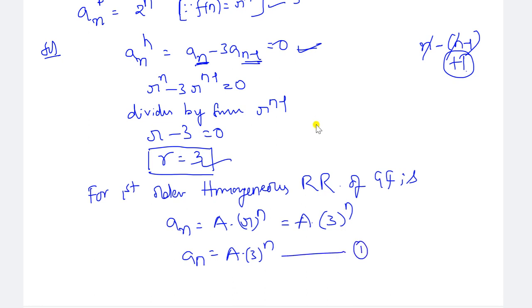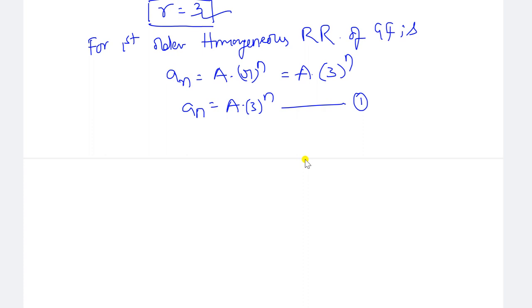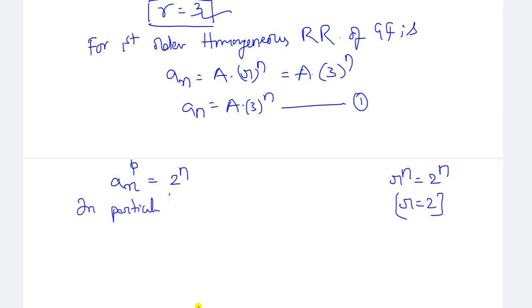Now we need to find the particular value. That is an to the power of p, which is equal to 2 to the power of n. It is in the form of r to the power of n, so r to the power of n is equal to 2 to the power of n, which means r is equal to 2. Here you must know the general function for r to the power of n, and you need to write the statement that the function is in the form of r to the power of n.